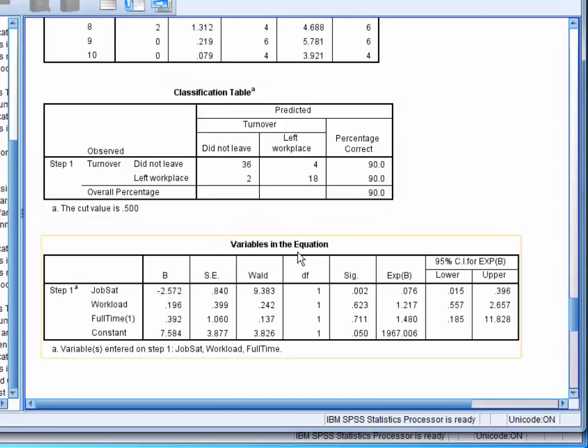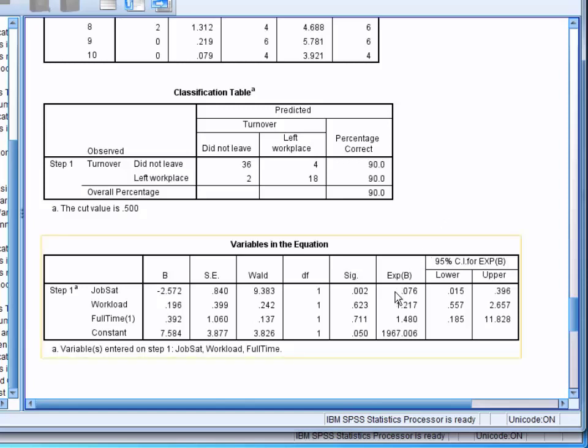Next, we look at the table for the variables in the equation. We want to look at the Exp(B) column for the significant predictors. This is what's known as the odds ratio, and it represents the change in the probability of our outcome variable occurring. In this case, the change in the probability of individuals leaving the workplace. A value of 1 means no change in probability. A value greater than 1 indicates that individuals are more likely to leave, while a value less than 1 indicates that individuals are less likely to leave.